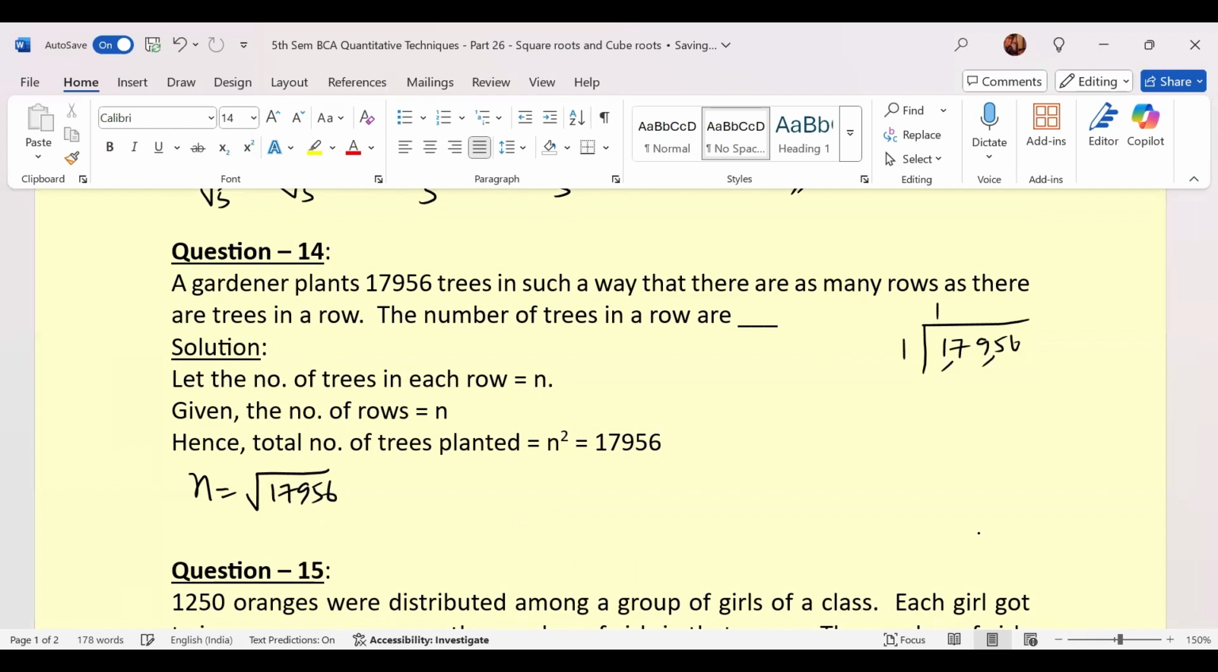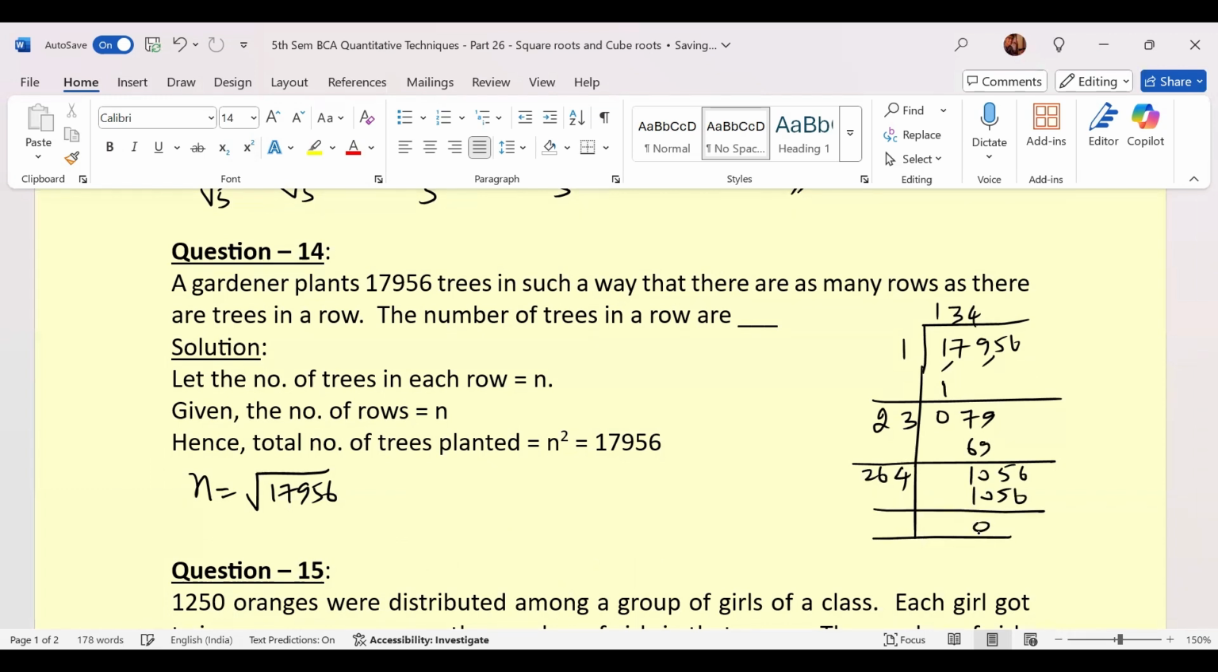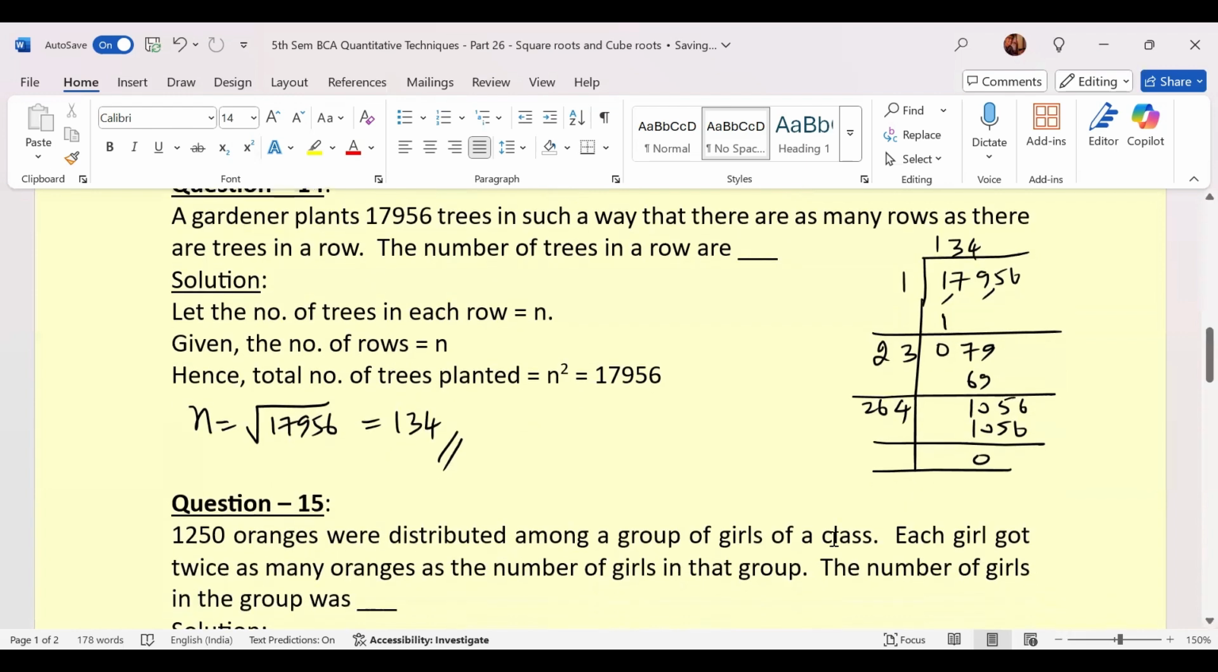So you have 1, the remainder will be 0. Copy the next 2 digits, double this 1, you get 2. So here we will have 3, 69, remainder will be 10. Copy the next 2 digits, double this 13, which is 26. And if we put 4, this will be 1056. Remainder will be 0. So your number of trees will be 134. That is the solution. Let us move on to the next.